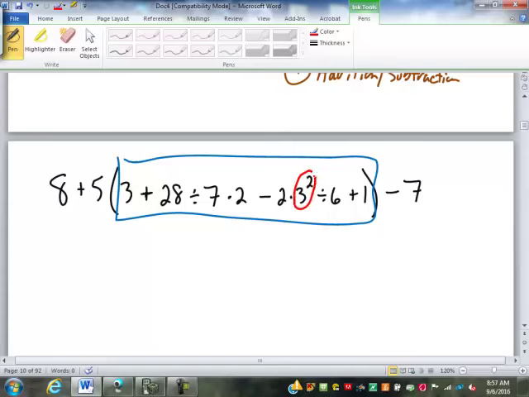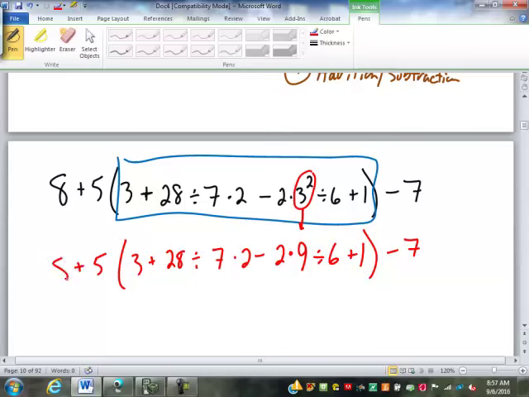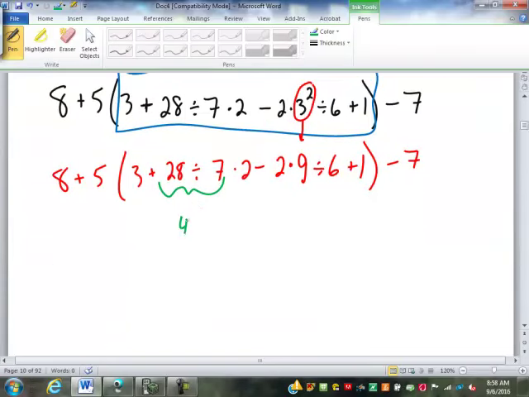3 to the power of 2, which is what? 9. Now again, notice, nothing else changes. I take out the 3 to the power of 2. Everything else is still there. The times. And so on. Still inside the parentheses. No other exponents, so now we go to multiplication and division. There are several of those, so what do we do? Left to right. First is going to be 28 divided by 7, which is 4.